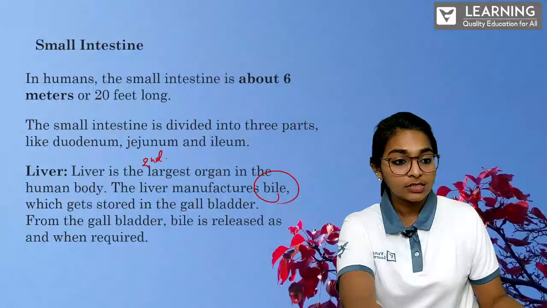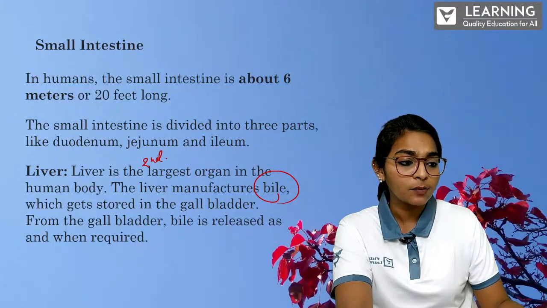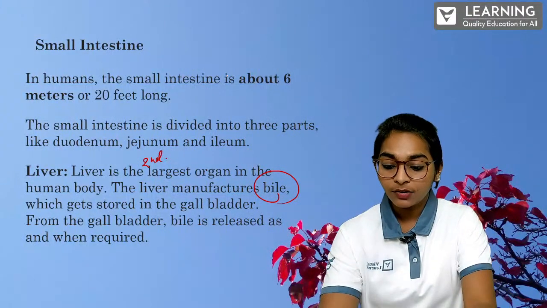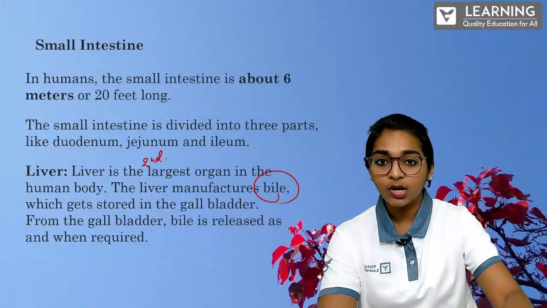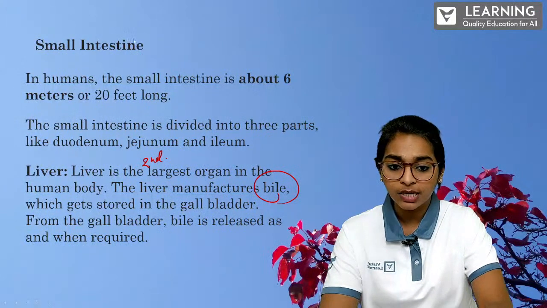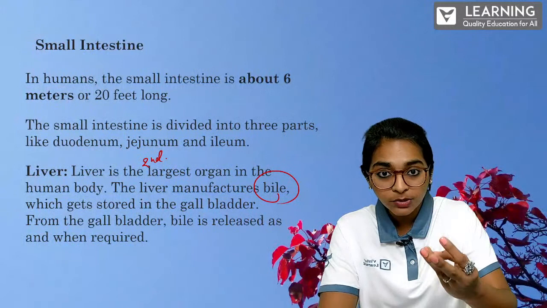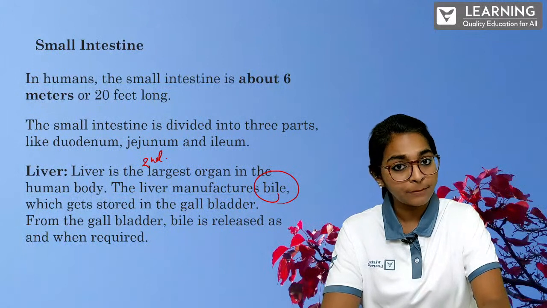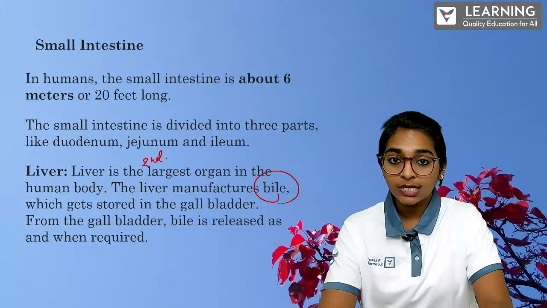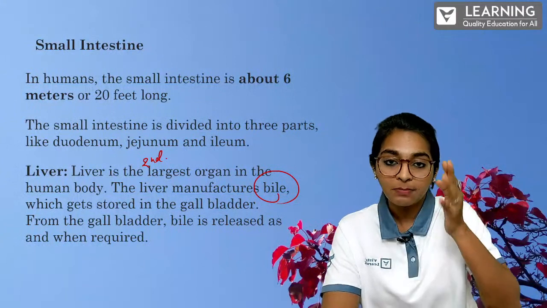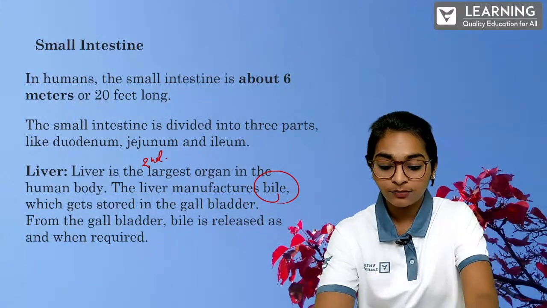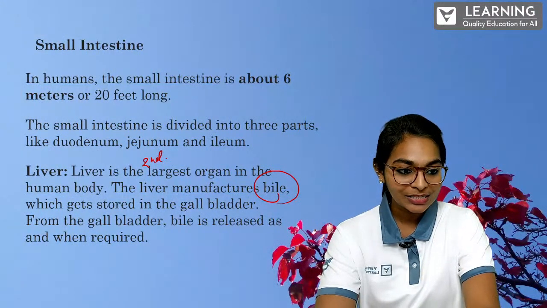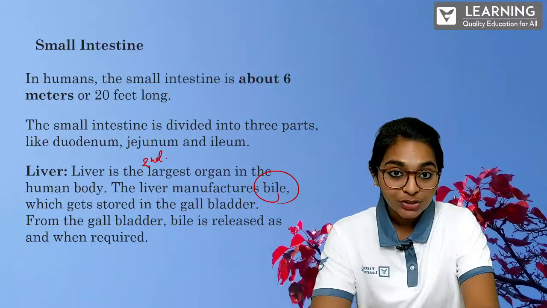Is it clear? So now let's look at the small intestine. The small intestine is about 6 meters, or 20 feet, long. When we are talking about the small intestine, one thing you have to keep in mind: it helps in absorption, and it also initiates the assimilation process. It has been divided into three different parts. Can somebody tell me what the three parts of the small intestine are? Yes, very simple. It is mentioned there: duodenum, jejunum, and ileum.